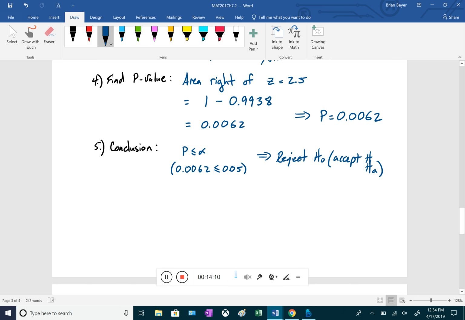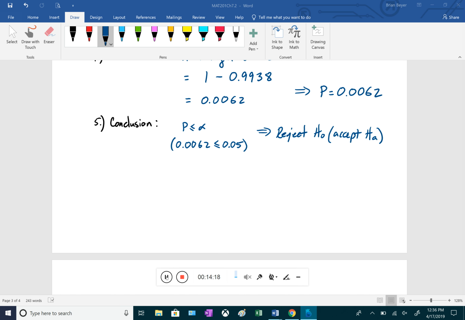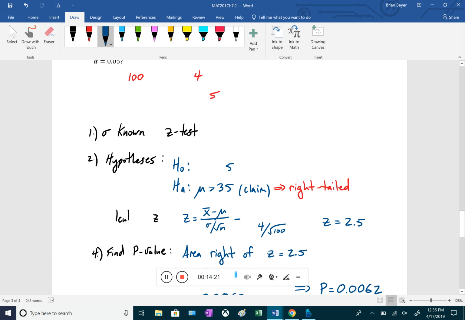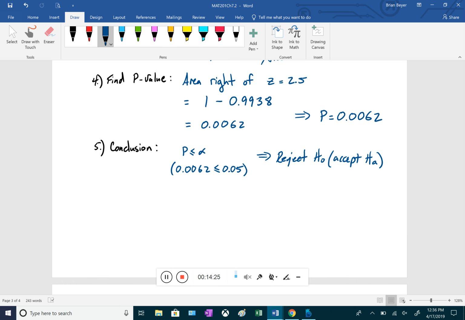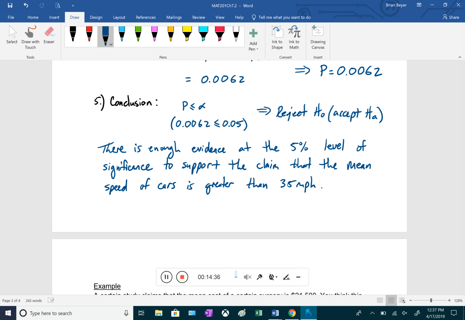So now we need to say this in words in terms of the problem here. So once again, we're accepting the alternative. The alternative here was the claim. So if we're accepting the alternative that is the claim, we can set it up just like we did in the last one and say there is enough evidence at the 5% level of significance to support the claim. And the claim is that the mean speed of cars is greater than 35 miles per hour. So it's saying that they would be most likely correct with that claim at a 5% level of significance, at a 5% maximum allowable probability of error.